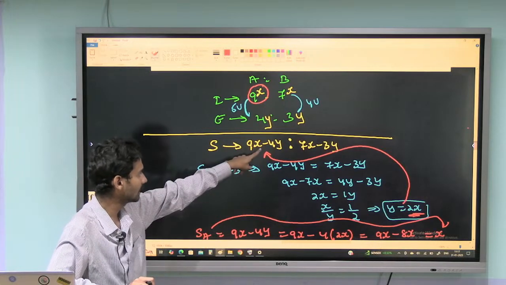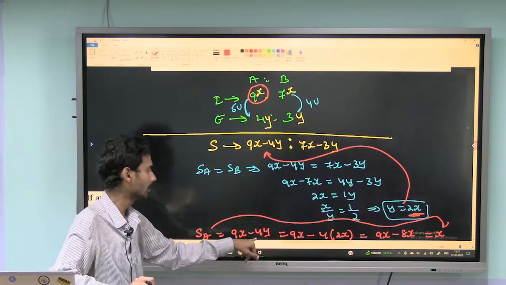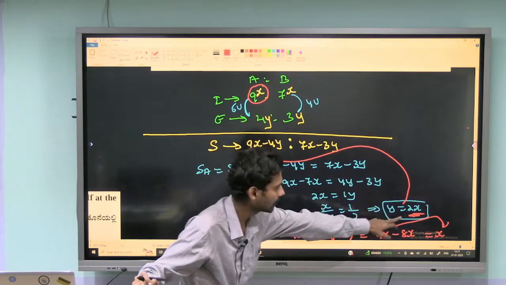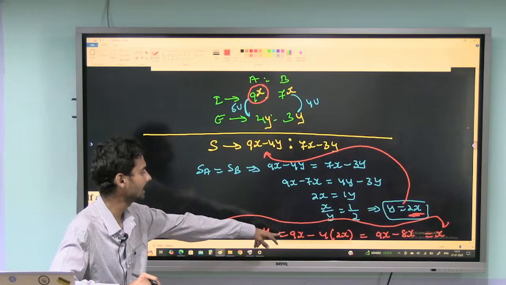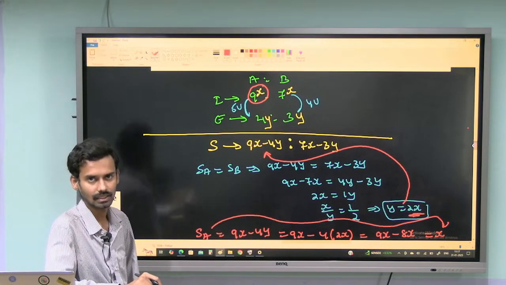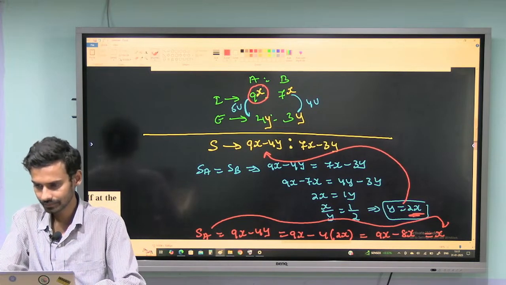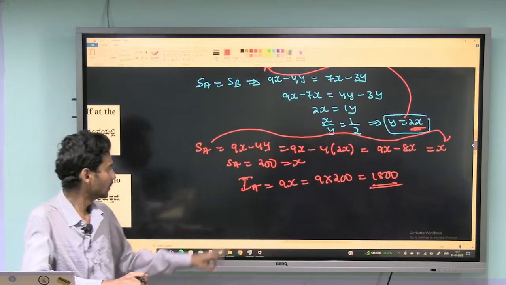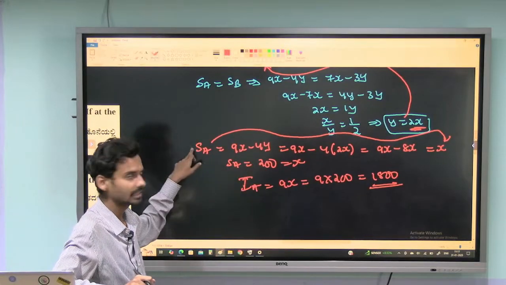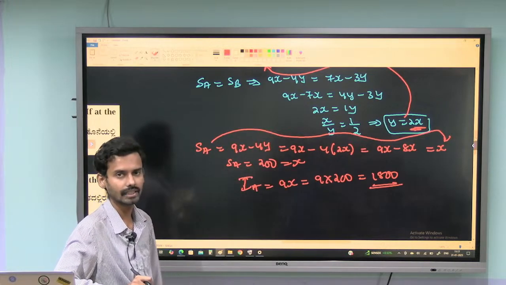Now let me put that value in savings of A. Savings of A is 9x minus 4y. In place of y I am writing 2x. So it will be 9x minus 4 into 2x, which is 9x minus 8x, which is x. And also I know that saving of A is 200. I took saving of A is 200, but from this equation I am getting saving of A as x. So is it that 200 is equal to x?